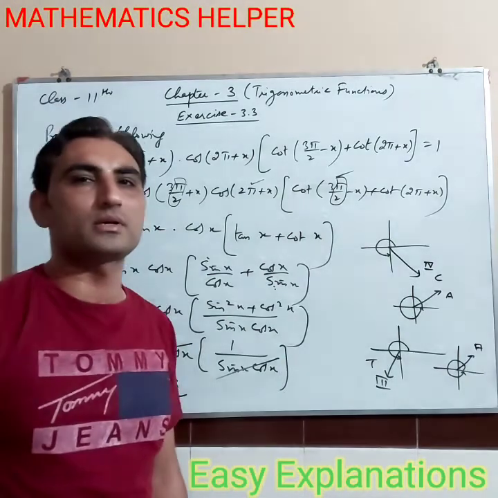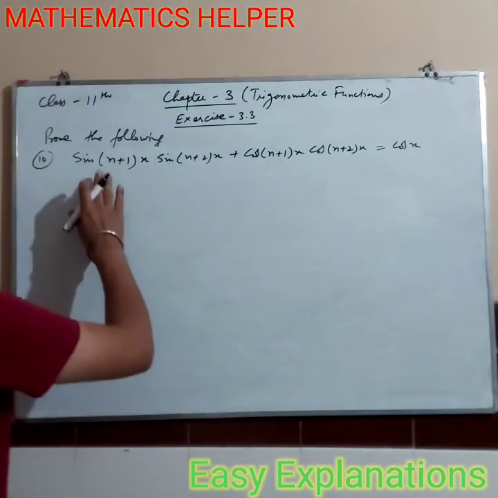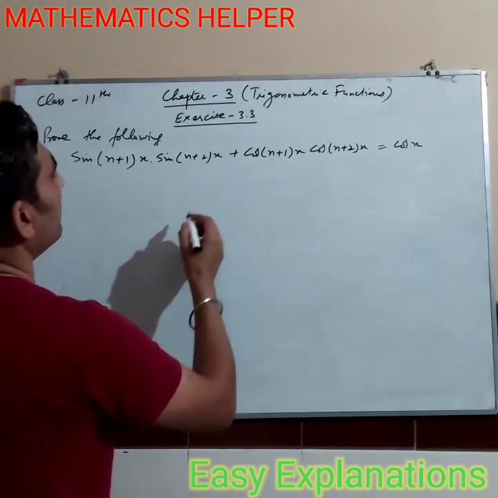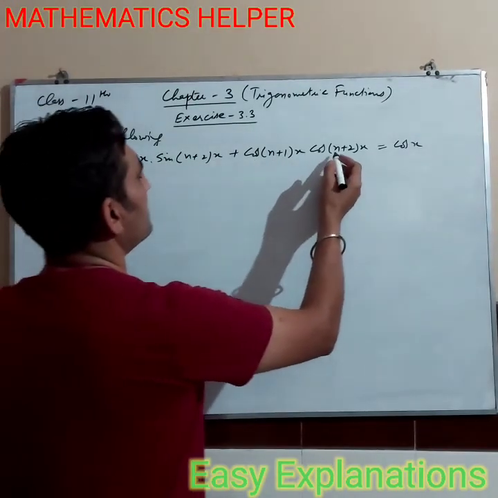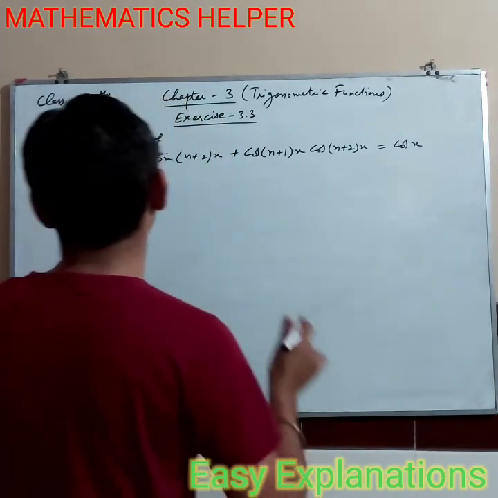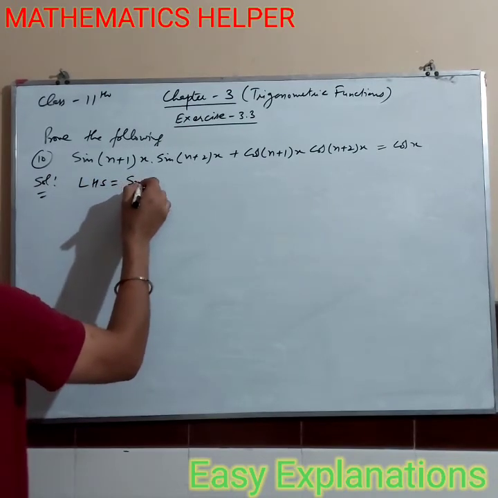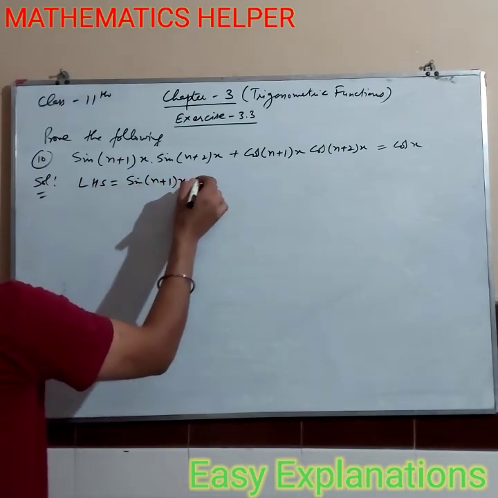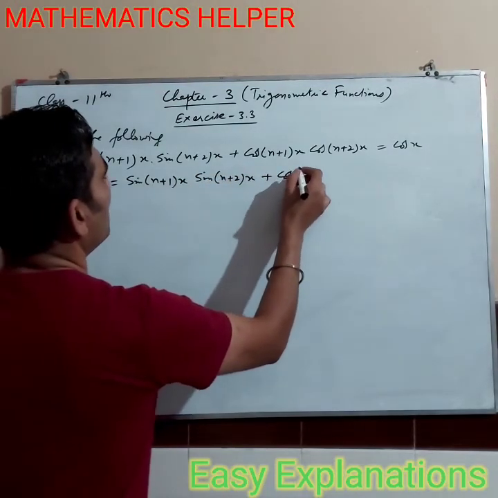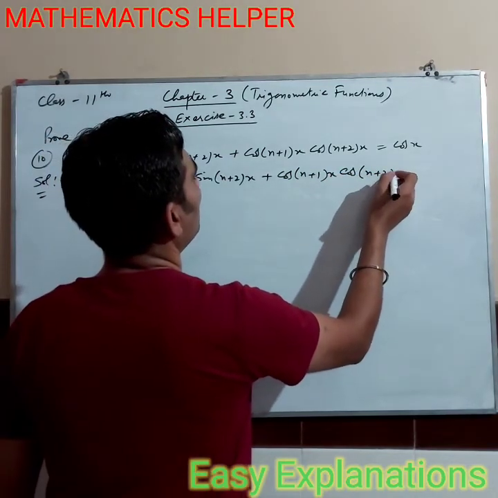Now we will go for question number 10. In question number 10 we have sin(n plus 1)x into sin(n plus 2)x plus cos(n plus 1)x cos(n plus 2)x equal to cos x. Let's start from the left side of the equality again. So the left hand side is sin(n plus 1)x sin(n plus 2)x plus cos(n plus 1)x cos(n plus 2)x.